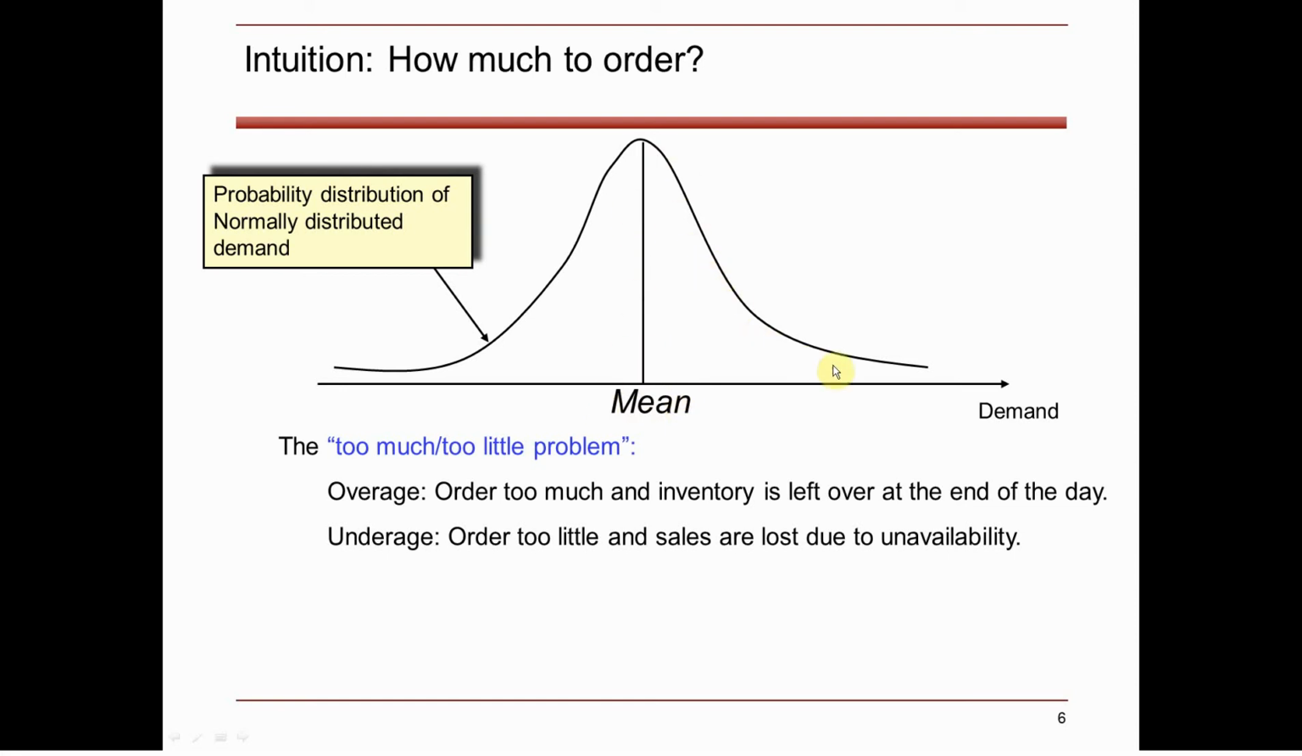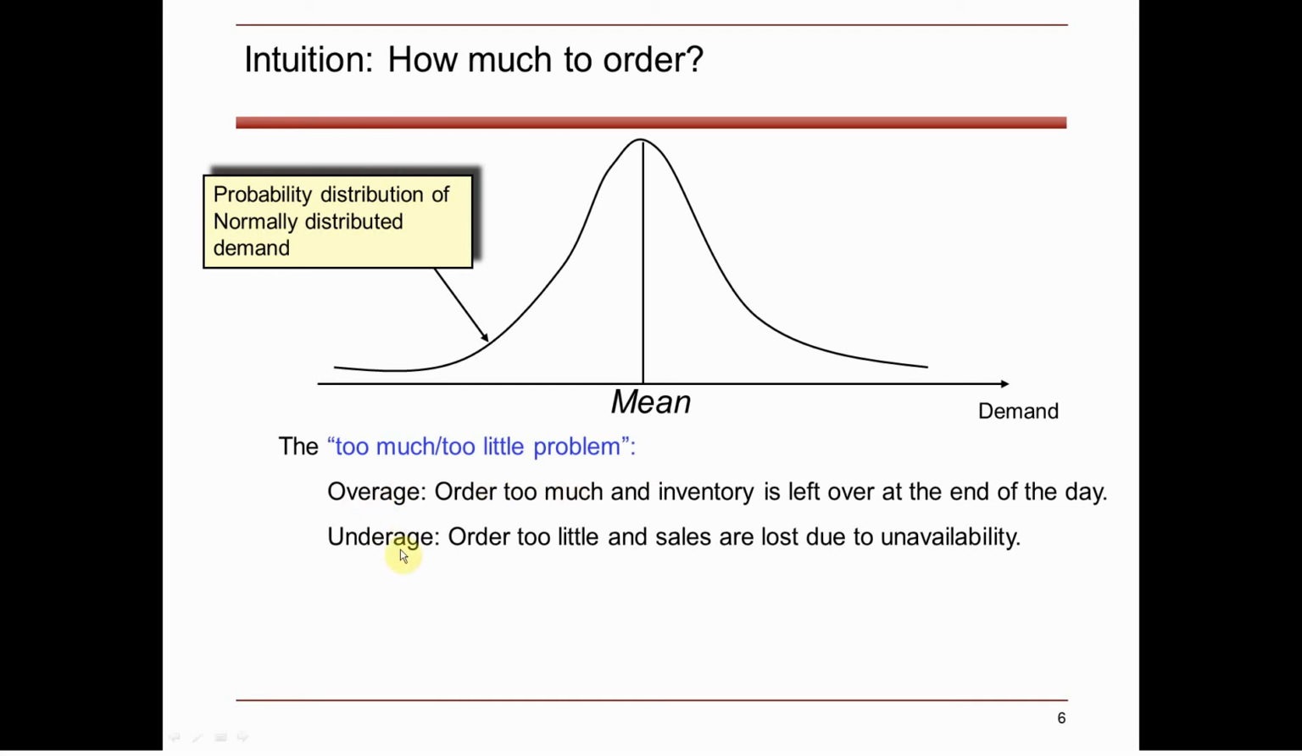But as we increase the potential demand, that becomes less and less likely. Also, if we decrease it, it becomes less and less likely. Most of the demand is going to cluster around the mean, and that's what we mean by normally distributed, that it just tends to be around the mean.